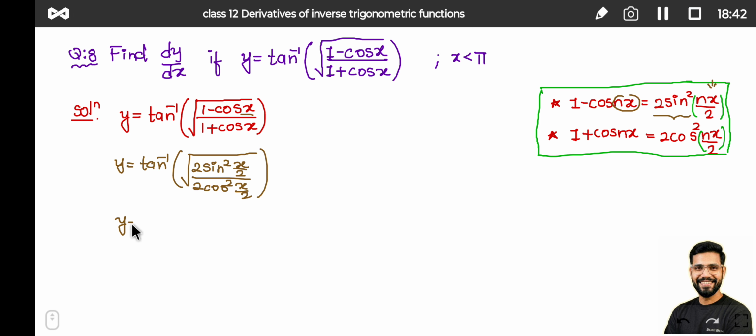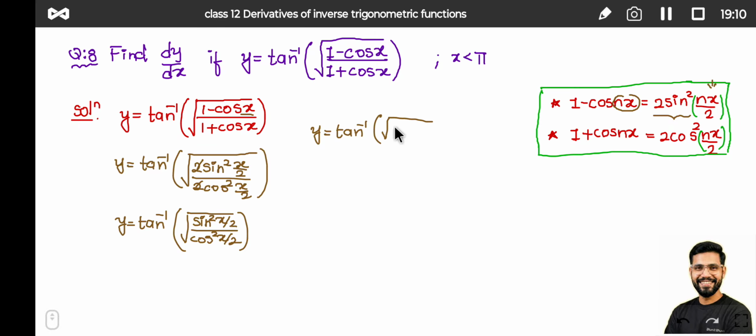So y is equal to tan inverse of, inside the bracket we can cancel out this 2 and 2. So what will remain inside the bracket? Sine square x by 2 upon cos square x by 2. So we know that sine upon cos is nothing but tan. So sine square upon cos square, that we can write down as tan inverse as it is, square root as it is. Sine square upon cos square is nothing but tan square x by 2.